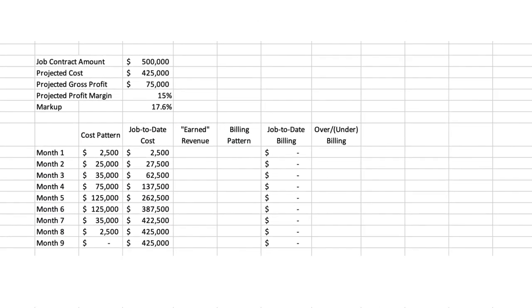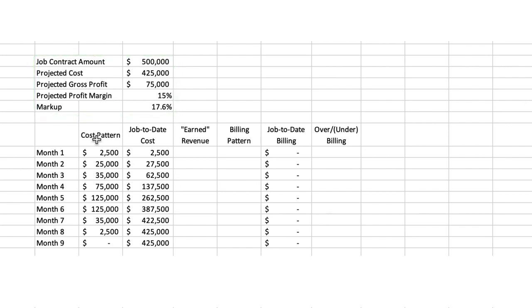Now suppose you have a job where the contract amount is $500,000. The projected cost is $425,000. That leaves you a gross profit of $75,000. Your gross margin is 15%. When you calculate the markup, it comes up to 17.6%.